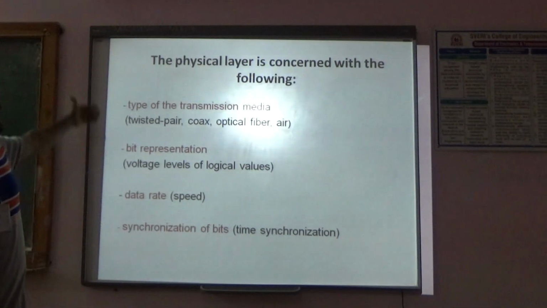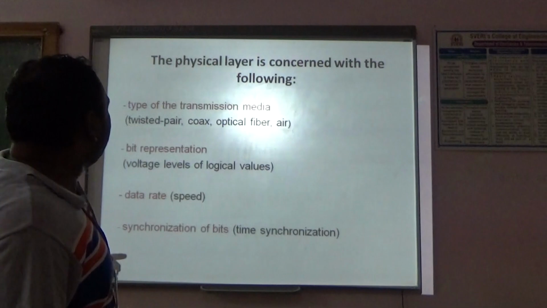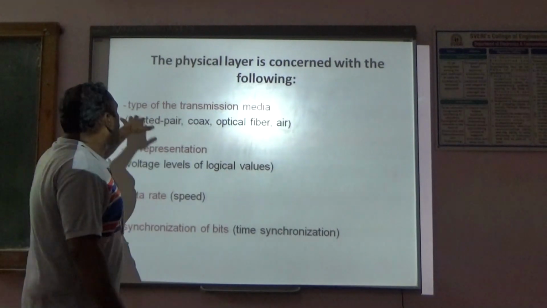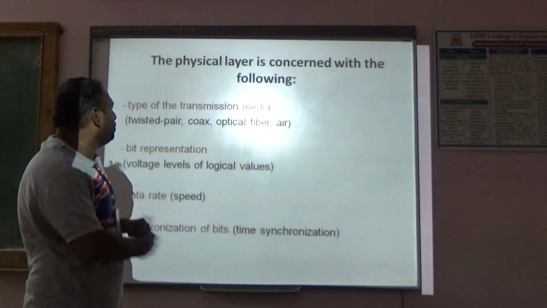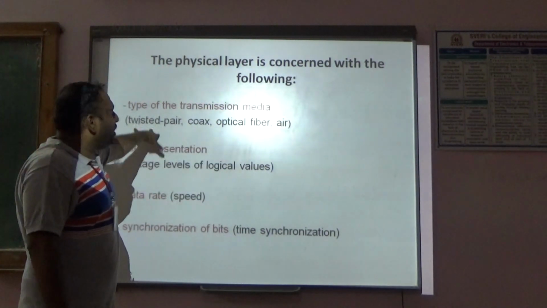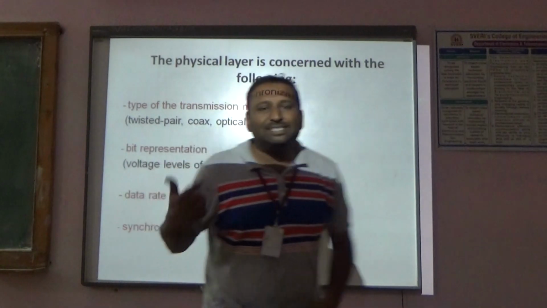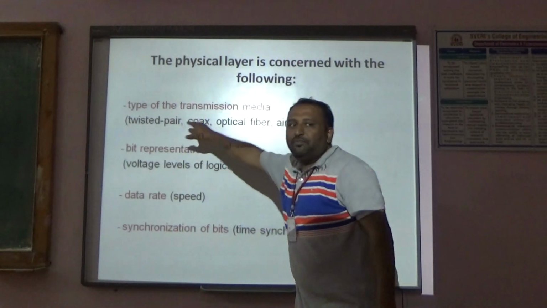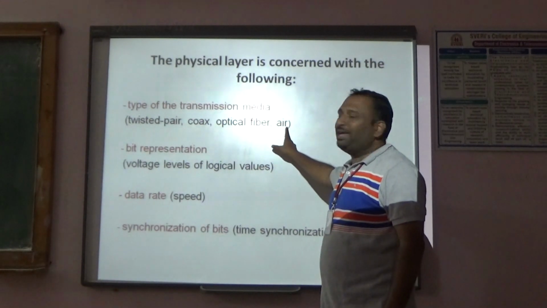Now what is the physical layer concerned with? What exactly are the physical layer's parameters or values? The first is the type of transmission medium. The physical layer is concerned with what kind of transmission media we are going to select, the medium via which the data is going to travel. It could be twisted pair, a coaxial cable, an optical fiber, or when we go for wireless communication, it could be air as well. So the transmission media could be a physical wired connection or a Wi-Fi or wireless connection.